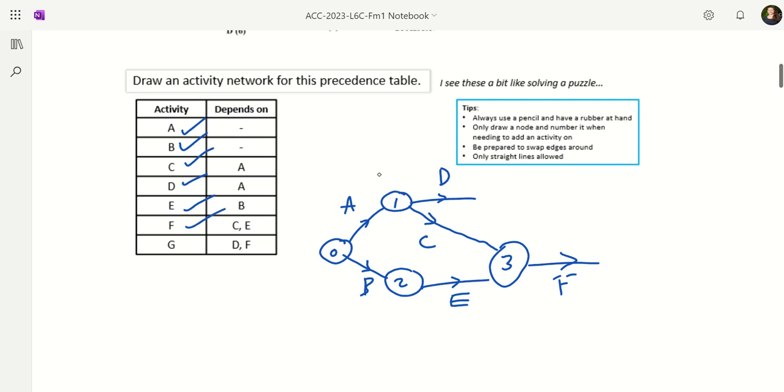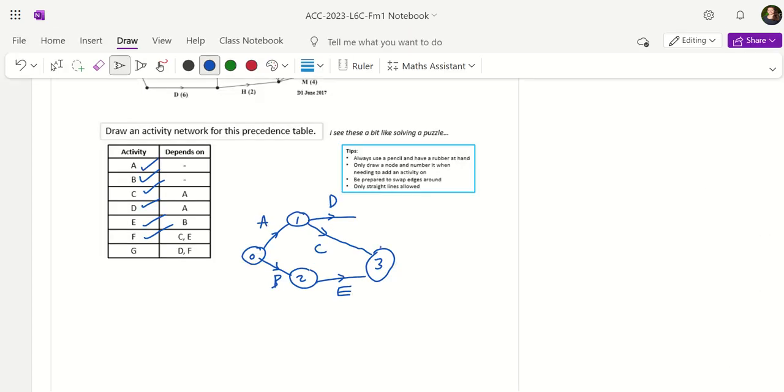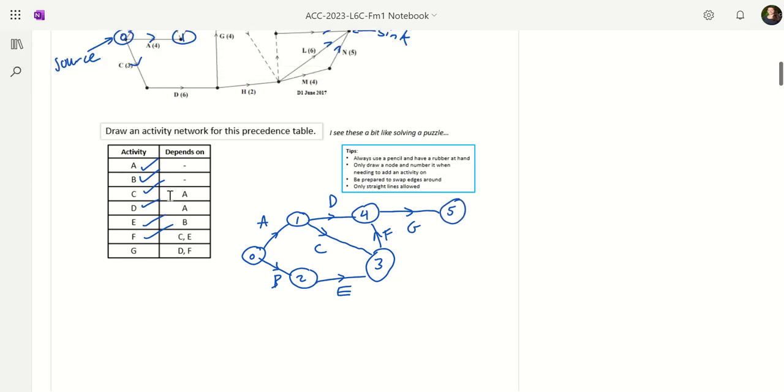And then finally, activity G, that's dependent on D and F both being completed. So actually, if I just rub that out and draw F up here, I can draw on my 4th node, and coming off that, I'm going to have activity G. And when that's finished, the process is finished. So that's G done. And that is my activity network completed.